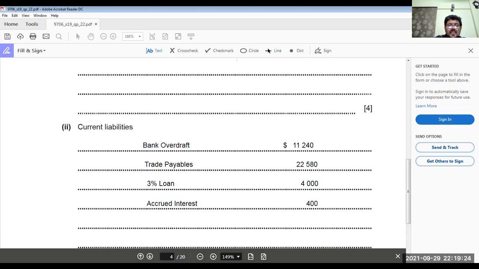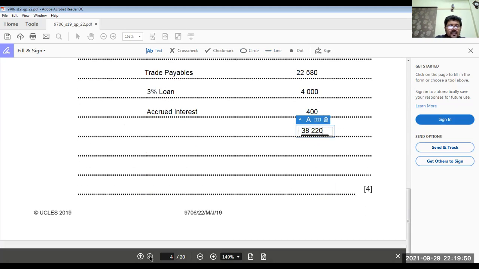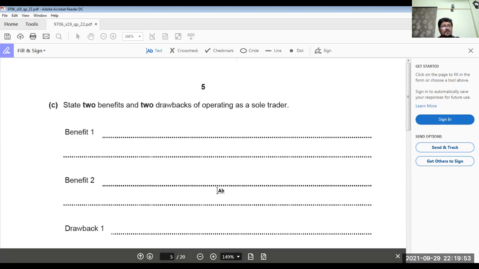So total liabilities would be 11,240 plus 22,580 plus 4,000 plus 400. 38,220 is your total current liabilities. 38,220. That's all. Now, two benefits and two drawbacks of operating as a sole trader.